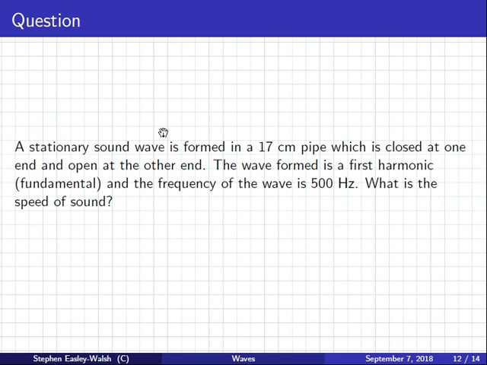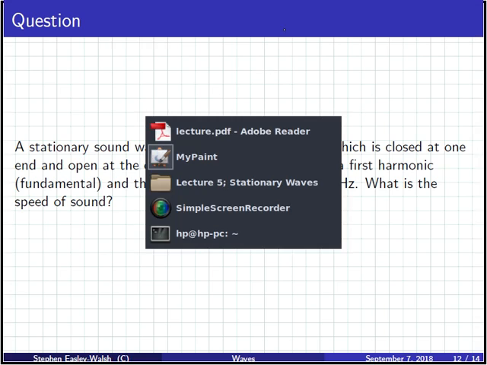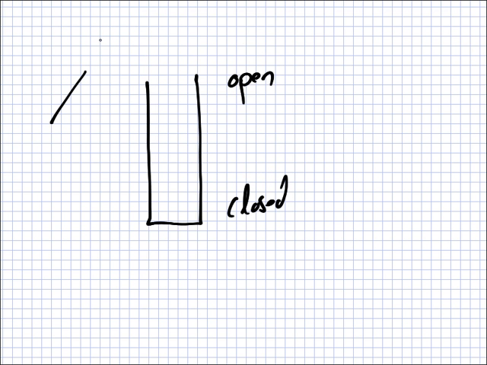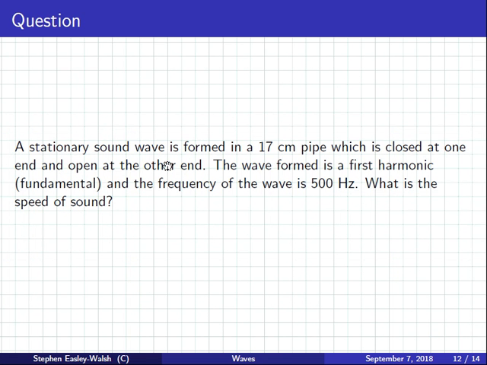Okay. Stationary wave is formed in a pipe which is closed at one end and open at the other end. The wave formed is a first harmonic and the frequency is 500. What is the speed of sound? So I'll just draw the system. You have a pipe. It's open here, closed here. You make a wave here of 500 hertz. And this is 17 centimeters. And you make the first harmonic, the fundamental.